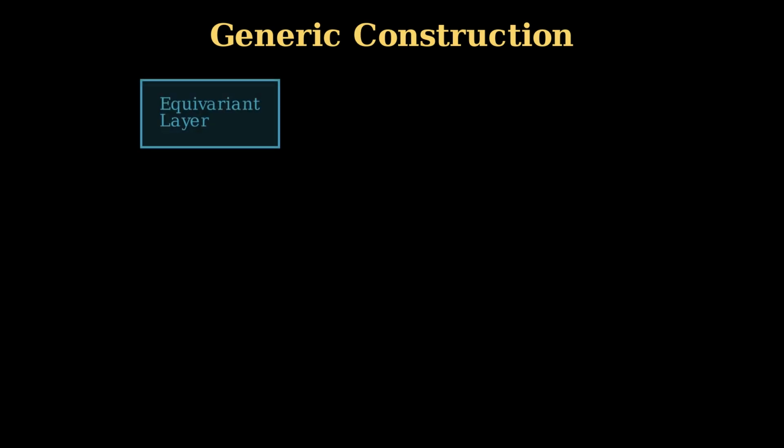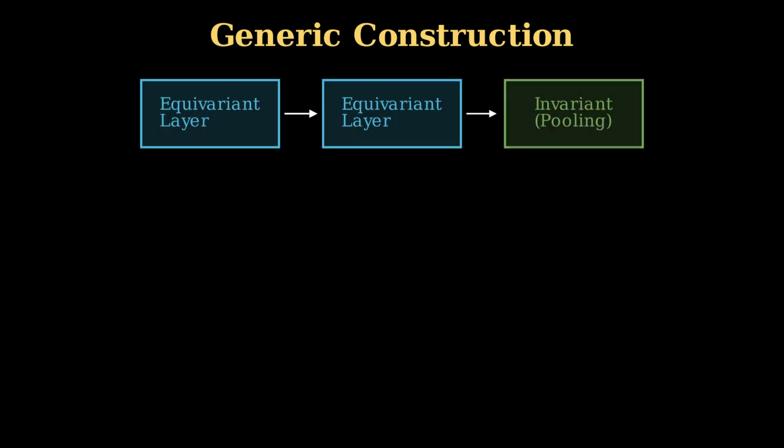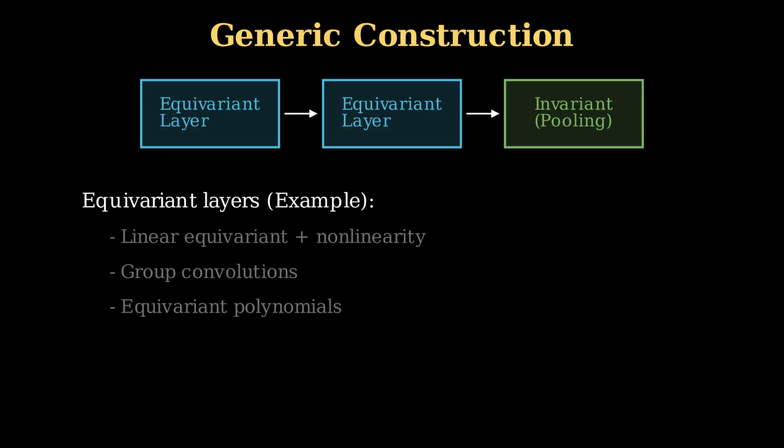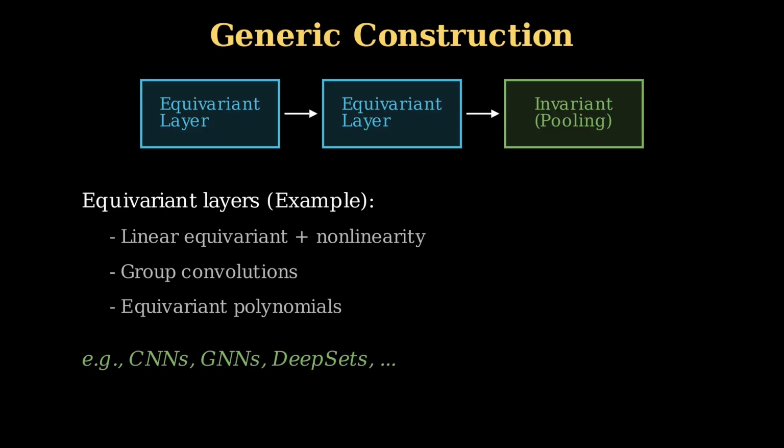Now, let's look at the generic construction of a geometric neural network. As we discussed, these models stack multiple equivariant layers to process structural information, followed by an invariant pooling layer at the end. There are many types of equivariant layers. Some common examples include linear equivariant layers with nonlinearities, group convolutions, or equivariant polynomials. These are the building blocks of famous architectures like CNNs, graph neural networks, and deep sets.